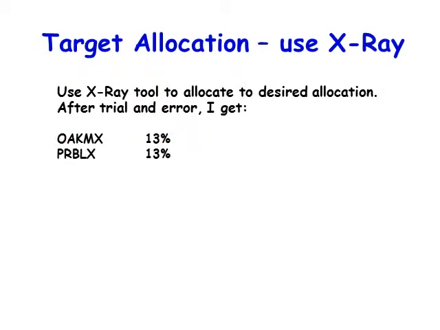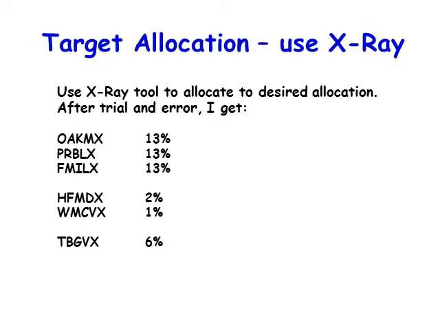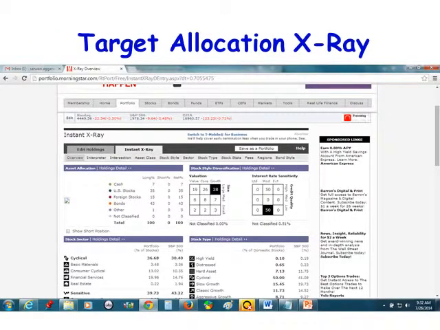Okay, I spent about 20 minutes trying to get this desired allocation. Oakmark 13%, PRBLX 13%, FMILX 13%, HFMDX 2%, and WMCVX 1%, Tweedy Brown Global Value Fund 6%, Oakmark International 7%, TCW Total Return Fund 23%, and Fidelity Ginnie Mae 22%. Okay, so that gives me this. Let's enter those into the X-ray and see what X-ray tells me.